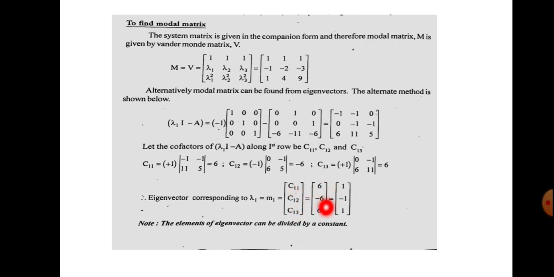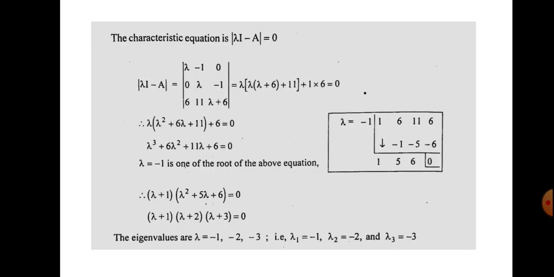That will be equal to 6 minus 6, 6. By the property of a matrix, you can divide the entries by 6, so you will get 1 minus 1, 1. So the elements of the eigenvector can be divided by a constant. That is the property of the eigenvector. Okay.